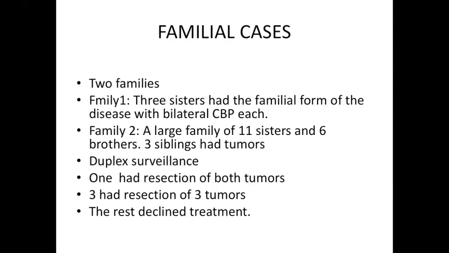Which brings us to the familial cases because of the bilaterality and multicentricity. We had 2 families, and we started noticing these familial cases and doing our surveillance program based on them. If we get one case, we ask about the rest of the family, and in the Middle East they tend to have large families. We found one family with 3 sisters with a familial form, and another large family of 11. On surveillance, we had 3 siblings with tumors. 1 had resection of both tumors, 3 had resection of 3 tumors, and the rest declined treatment, mainly because of the stigma socially attached to the family.